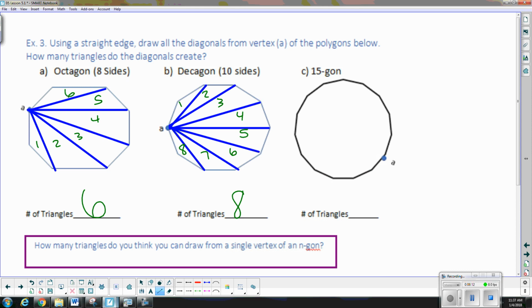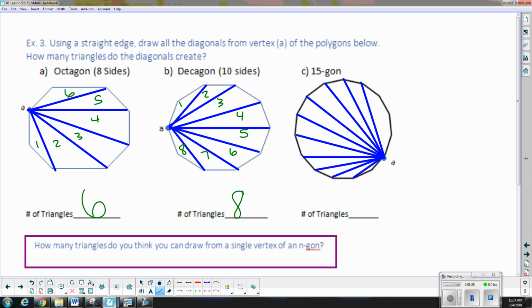And then for the 15gon, again, all diagonals from a single vertex. And at this point, you should kind of already see a pattern. You shouldn't have to draw all of these, but we'll do it anyway, just for fun. Okay, so how many triangles do we have? 1, 2, 3, 4, 5, 6, 7, 8, 9, 10, 11, 12, 13 triangles. So how many triangles do you think you could draw from a single vertex of an n-gon?